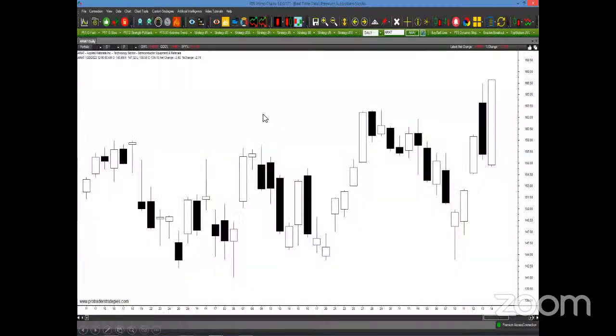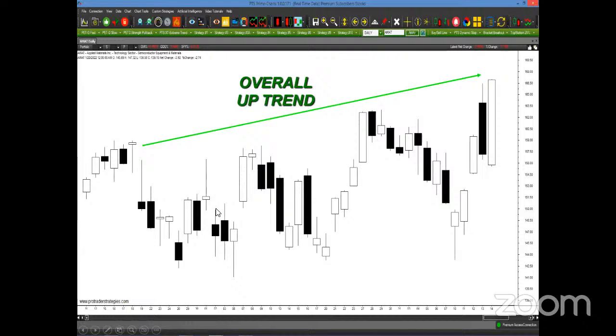So, for example, if we look at this chart here, we see here that we have a nice upward trend going, right? We have higher highs, higher lows. So the overall trend is up. But a pullback looks to buy at these lower levels right here. This would be the most opportune place to buy before it started to go up.